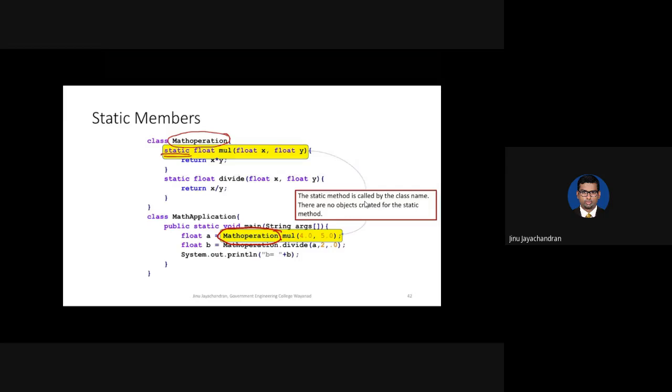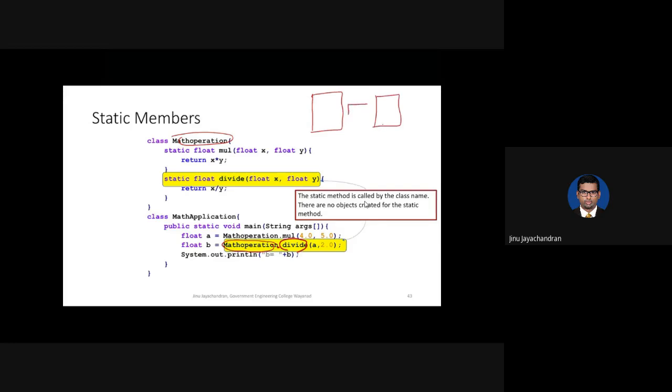So class name dot mul. Similarly, when I call divide, I can directly call it using the class name, MathOperation dot divide. So you don't need to create an object for a static function to be called. Instead, you can directly call the function using MathOperation. So what happens is like this. I might create an object for MathOperation. The function mul or divide is common to all the objects.